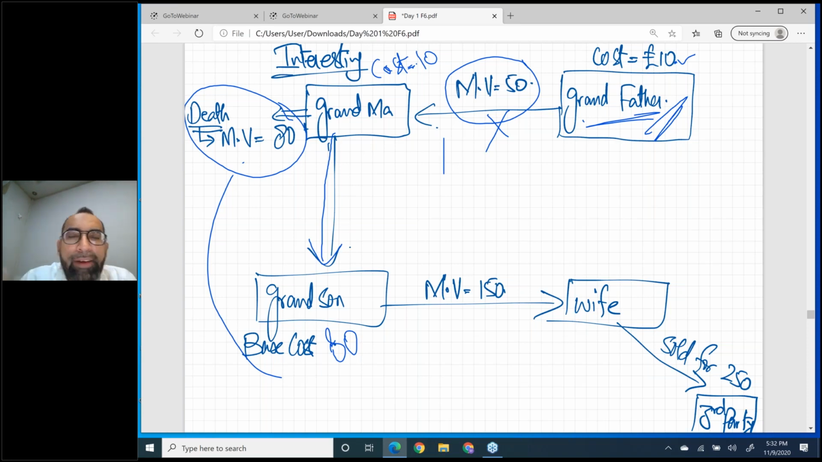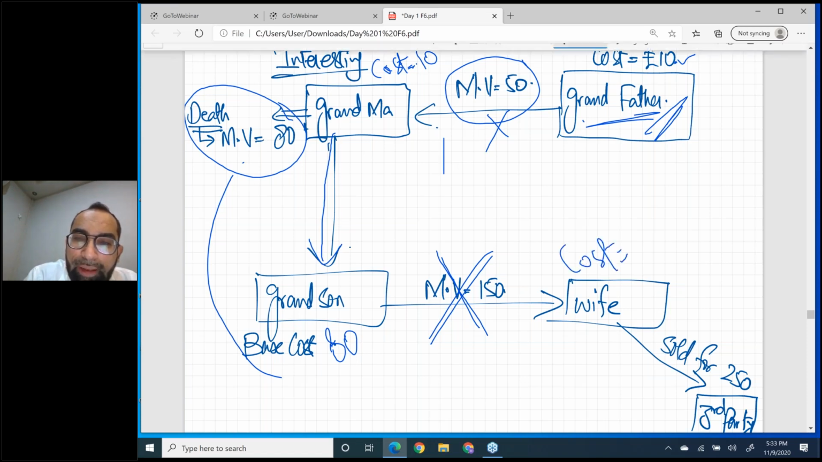After a few years, the grandson transferred this asset to his wife. At that time the market value is 150. Again, hazard lights. The transaction between husband and wife is no gain, no loss, and the base cost of the husband, that means the grandson, becomes the base cost for the wife.